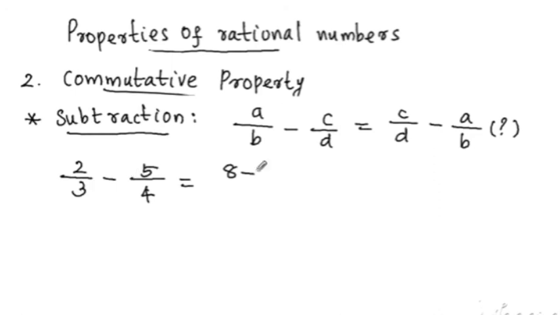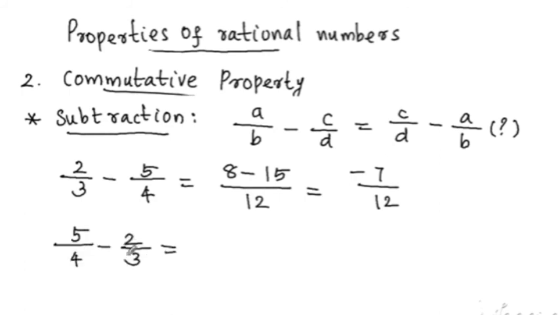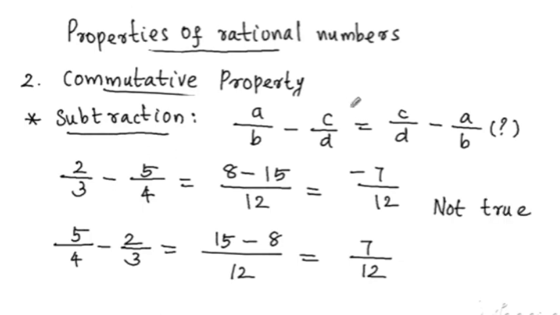So 2 times 4 is 8, minus 3 times 5, that is 15, divided by 3 times 4, that is 12. Then 8 minus 15 is negative 7, different signs, so you have to take the difference, so negative 7 by 12 is the solution. Then do the reverse, 5 by 4 minus 2 by 3. This is the same as 15 minus 8 by 12, so it is equal to 7 by 12. You can see they are different. That means it is not true in case of subtraction. That means the commutative property is not satisfied in case of the operation subtraction.